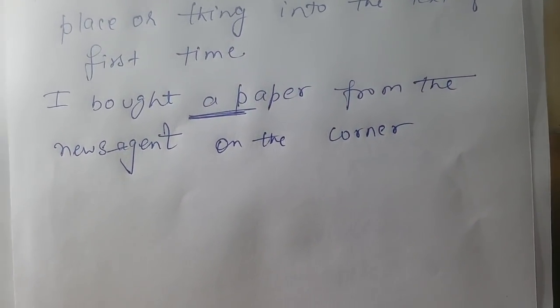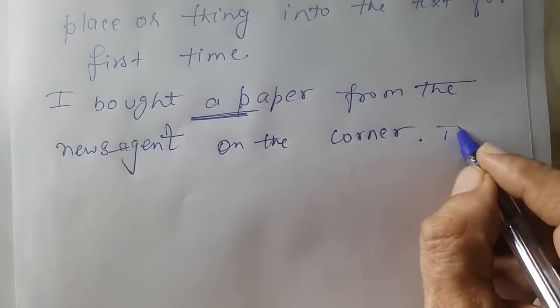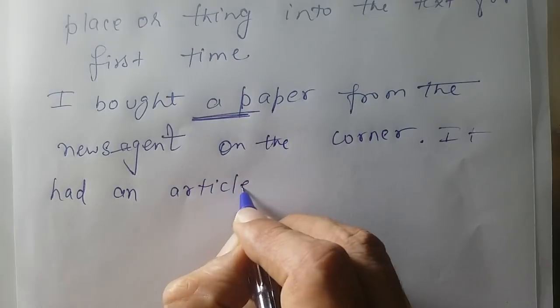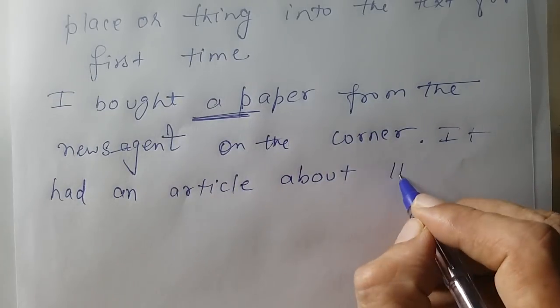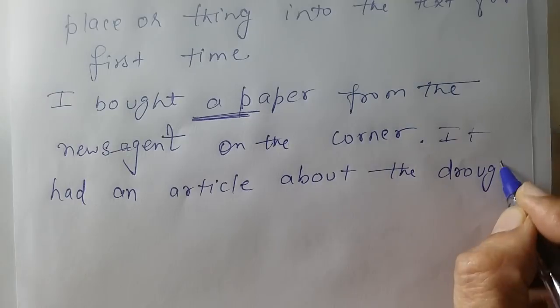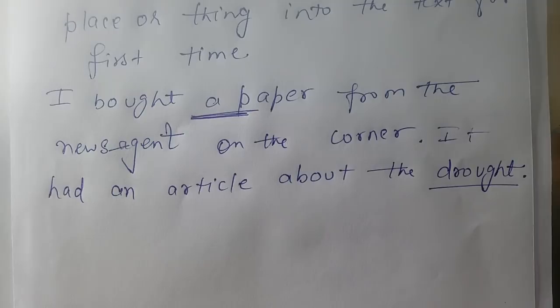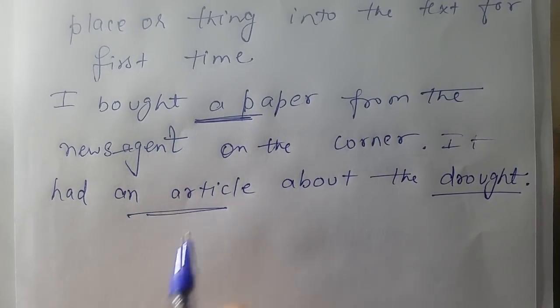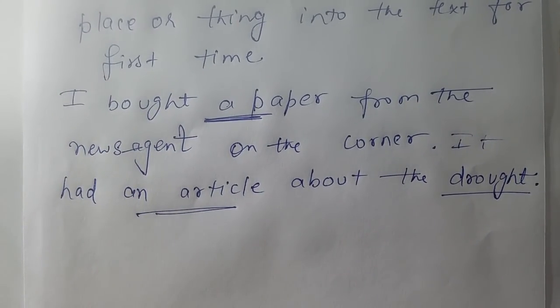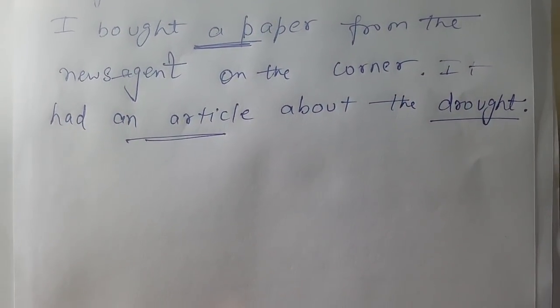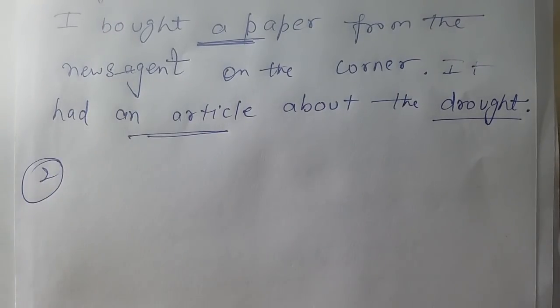Next, it had an article about the... right. So an article means introducing something for the first time in my life. This is very much helpful in writing also. Second thing, this is the first issue. Let's go to the second issue. Second issue is very clear.